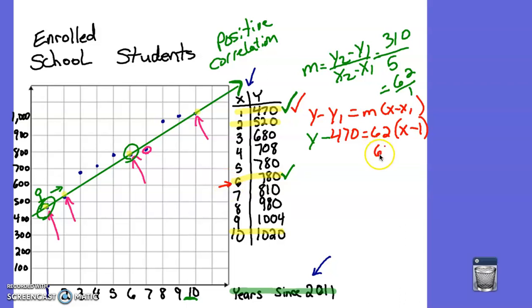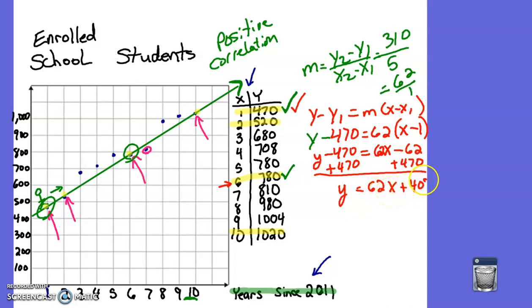Use the distributive property here. I get 62x minus 62. And I'm going to add 470 to both sides. And then once I get my answer, I'm going to notice it's 62x plus 408. Again, that's y equals mx plus b. And you can kind of see that the y-intercept's there, 408. And then it's going up 62 over 1, up 62 over 1, up 62 over 1. And that's pretty much the line that I have graphed right there.